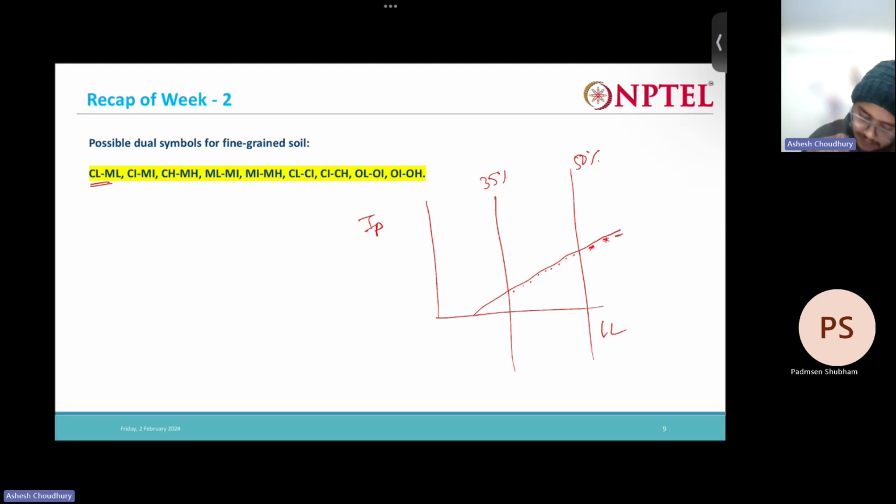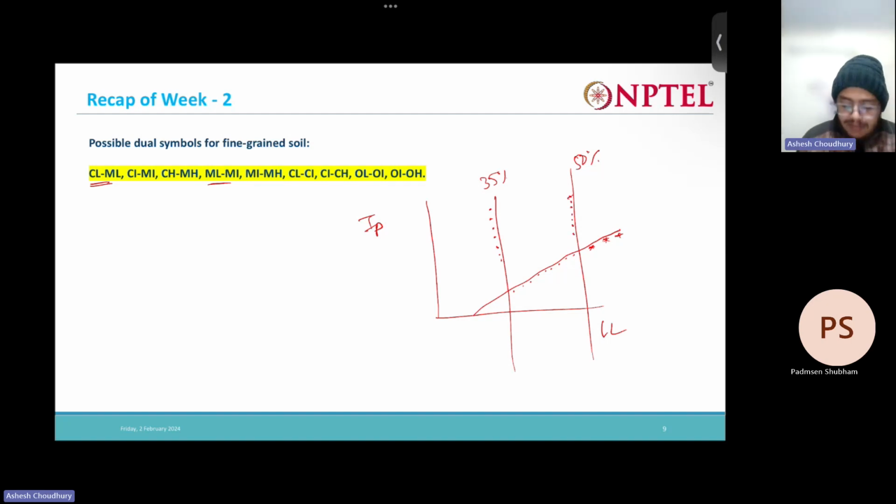Now MI-MH, when will you have this? MI-MH will be here. That means ML-MI, right? So here, very close to here, then we will have ML-MI. MI-MH when here. In that case, we will have MI-MH.